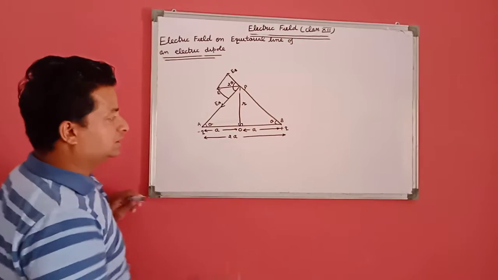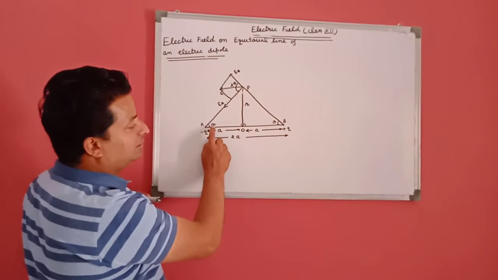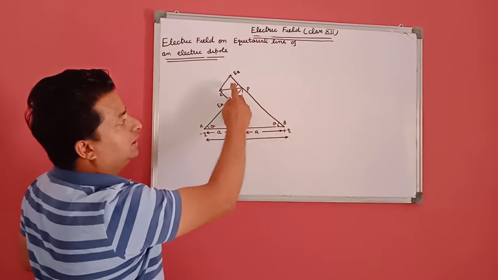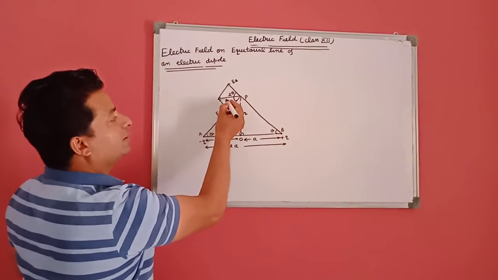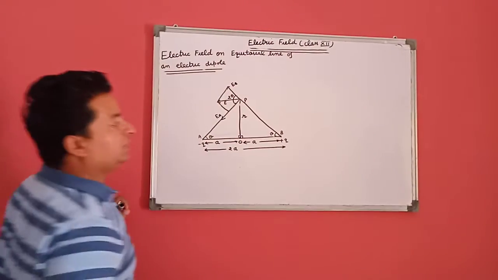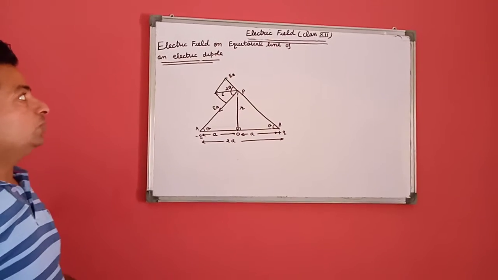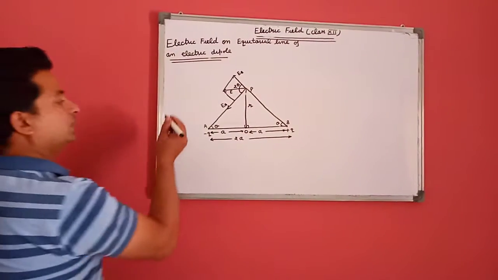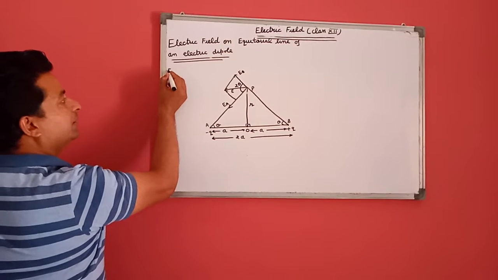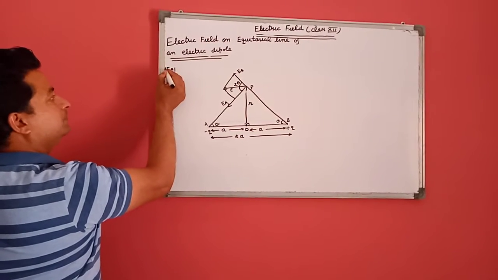If we suppose this angle is theta, then this is 2 theta, and this is the resultant of the electric field, which is E. We find the formula for electric field on the equatorial line. For this, first of all, we find the electric field at point A.